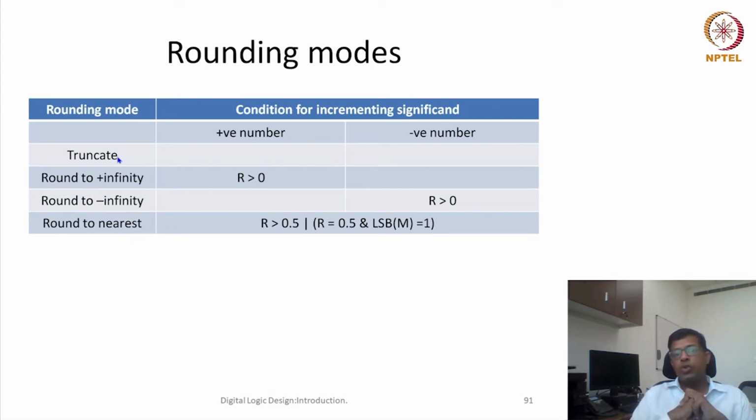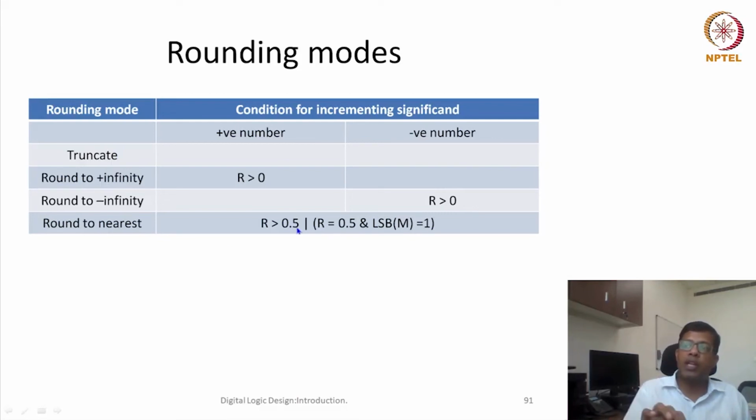And round to nearest is the most popular one which is being used. So this is a very standard method which we have used in our decimal points also. In decimal point, the way we do is that if the residue is more than 0.5, then we add +1. So how do we know here that a residue is more than 0.5?